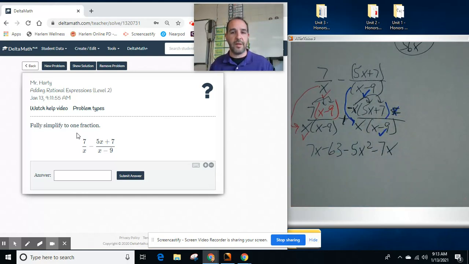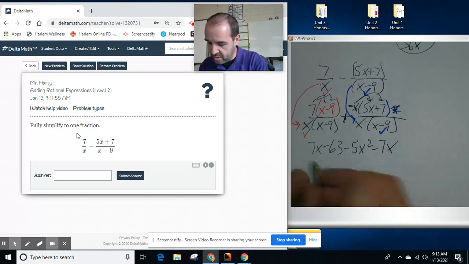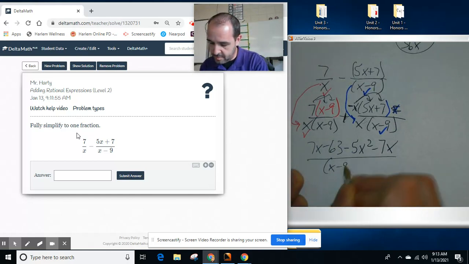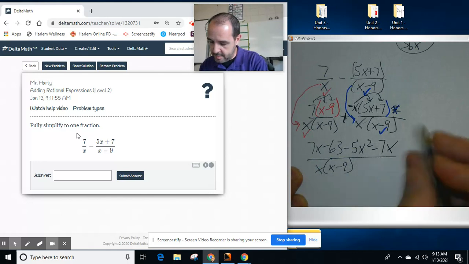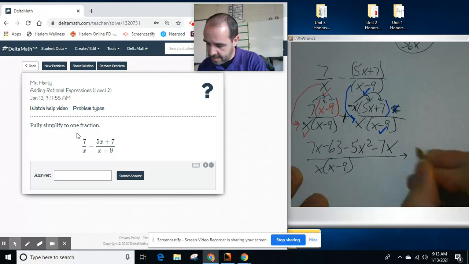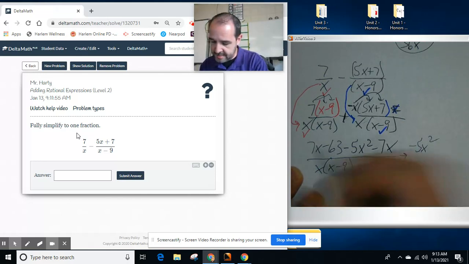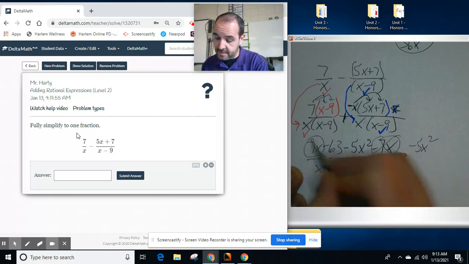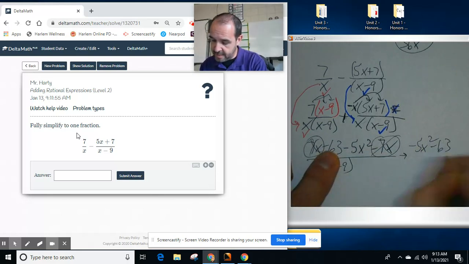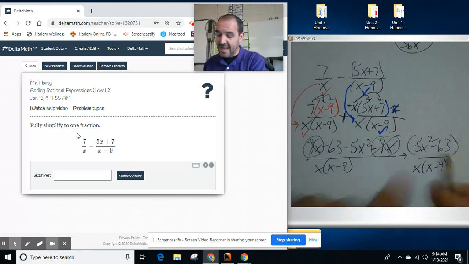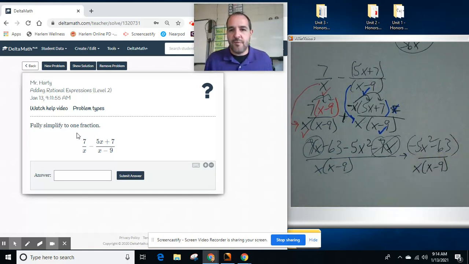And we go ahead and we combine our like terms. So let's see here. Negative 5x squared, 7x minus 7x cancels. Minus 63. Now, make sure, can I factor this? It's not a difference of squares, because I kind of remember that 5 and 63 don't have anything in common. I mean, I suppose I could take out a negative, but I don't need to. So I think that's the answer.